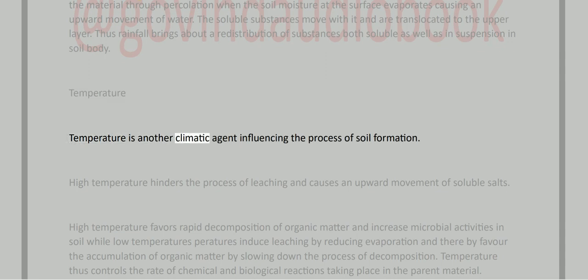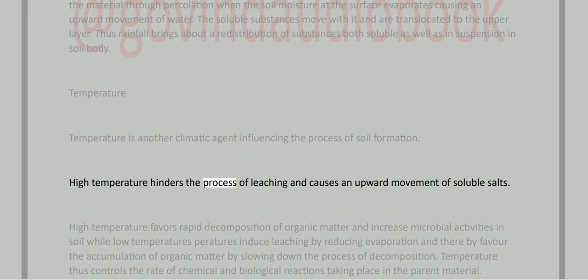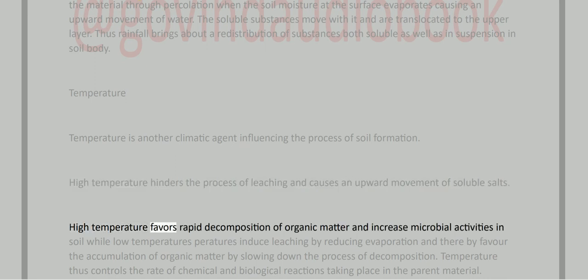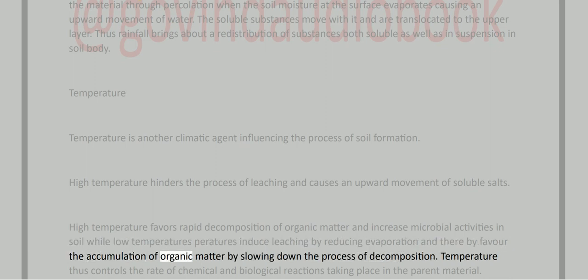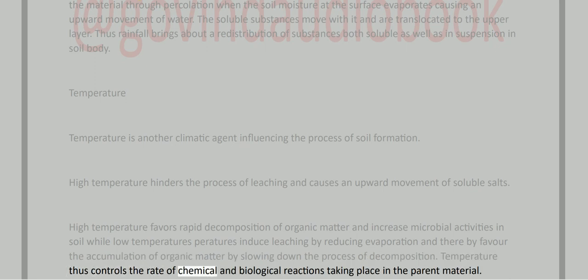Temperature is another climatic agent influencing the process of soil formation. High temperature hinders the process of leaching and causes an upward movement of soluble salts. High temperature favors rapid decomposition of organic matter and increases microbial activities in soil, while low temperatures induce leaching by reducing evaporation and thereby favor the accumulation of organic matter by slowing down the process of decomposition. Temperature thus controls the rate of chemical and biological reactions taking place in the parent material.